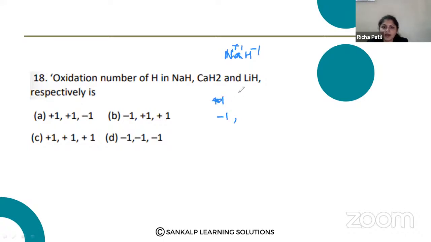Then in case of CaH2, Ca is +2, right? There are 2 hydrogens, so each hydrogen will be -1. Then LiH: lithium is +1, hydrogen is -1. So the correct answer is -1, -1, and -1. D. Okay, D is the correct answer. So you have to solve it according to the rules.